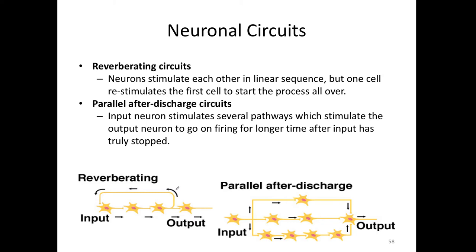So reverberating circuits, there's a collateral branch of an axon. And so the starter neuron is up here, and it's going to excite number 2 and number 3. And number 3 is going to excite not only number 4, but also it's going to re-excite number 1, causing this to start over again. So this is good when you want to prolong a signal or repeat it, which is the reverberation component.